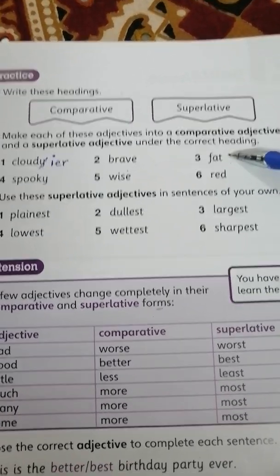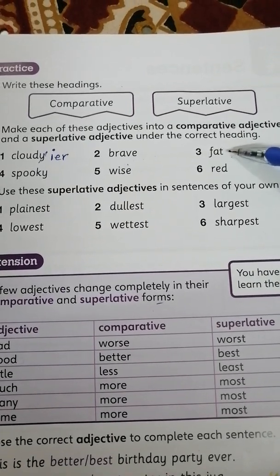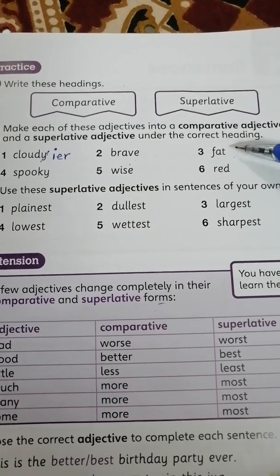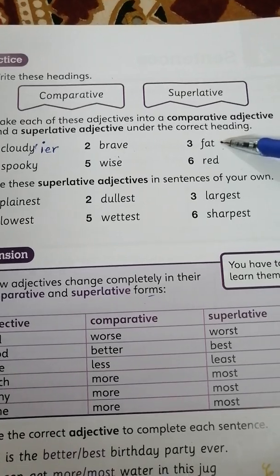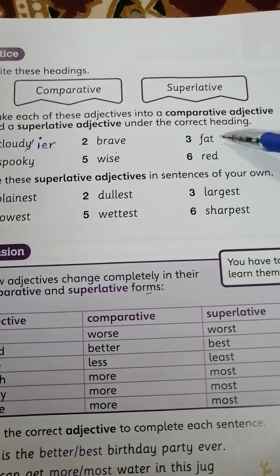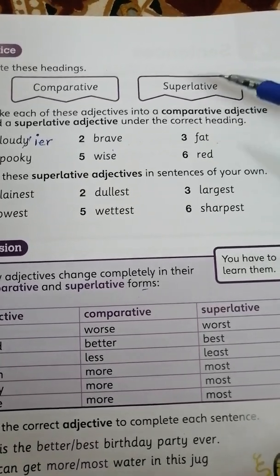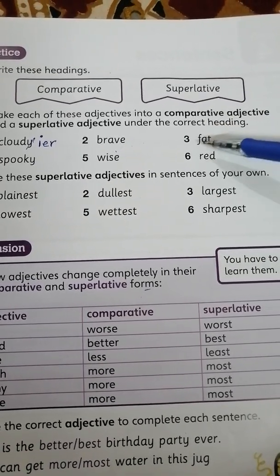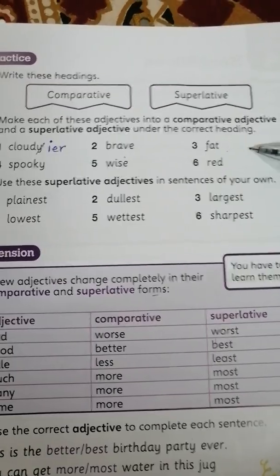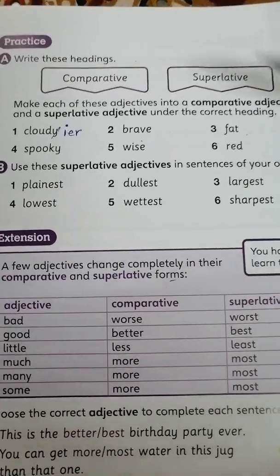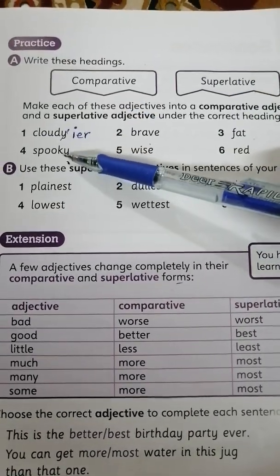Okay. The next word is fat, F-A-T. Now it ends with a consonant because T is a consonant. So we double the last letter. So it becomes fatter, and the superlative adjective is fattest.